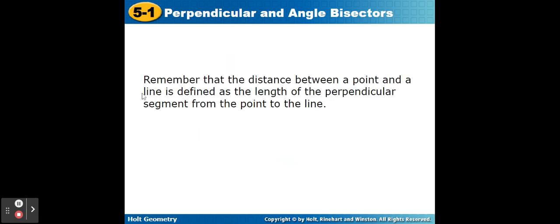Okay. So another thing that they could tell you is that the distance between point G and DE is measured along line GF, because then that's also going to tell us that it's perpendicular, because the distance between a point and a line is defined as the length of the perpendicular segment from the point to the line.